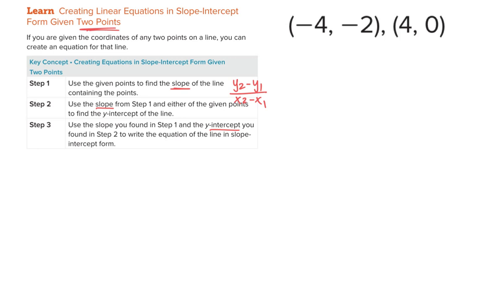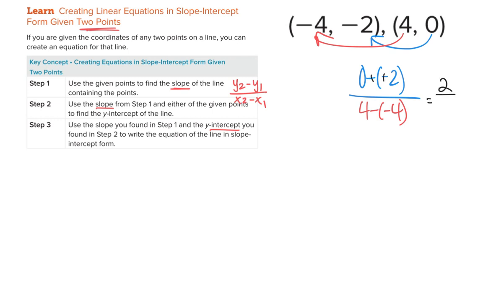So let's get started. Starting with our slope, let's go 0 minus negative 2, and I'm going to divide that by 4 minus negative 4. And when I do that, I'll end up with my slope, which is 2 over 8. And we always want to simplify when we can. So the slope on this equation is 1/4. All right, that's a good start.